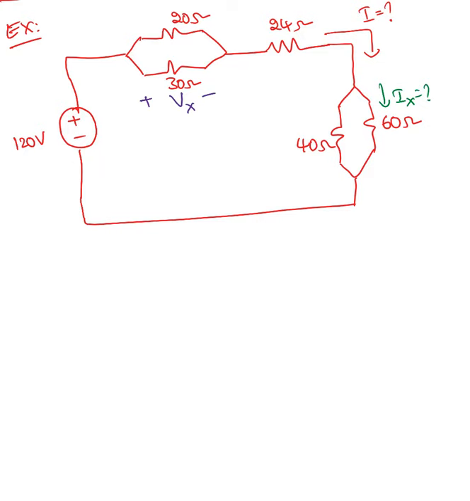Here is the next example. In this example, he's asking us to find Vx. What is Vx? Voltage drop across that 30 ohms, and the current passing through 24 ohms, and current passing through the 60 ohms. Okay. Now first thing we need to do is find how much this source is supplying.